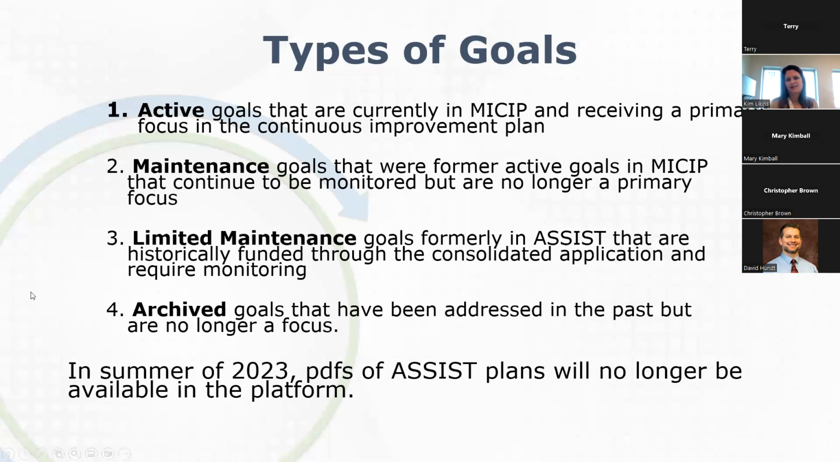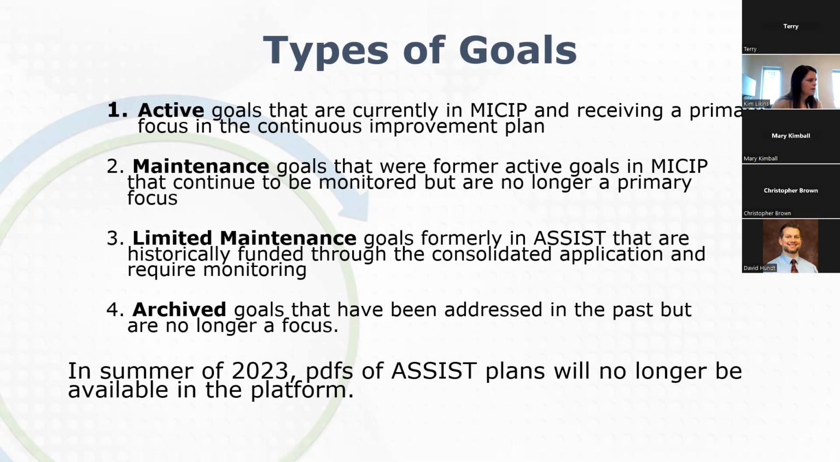All right, so here's our understanding goal today, and that is the types of goals in MICIP. As of today, we have four types. The first one is one you're very familiar with, which is an active goal. It's the goal that we have just created that we're going to monitor for the number of years you have set to achieve it. That's an active goal.